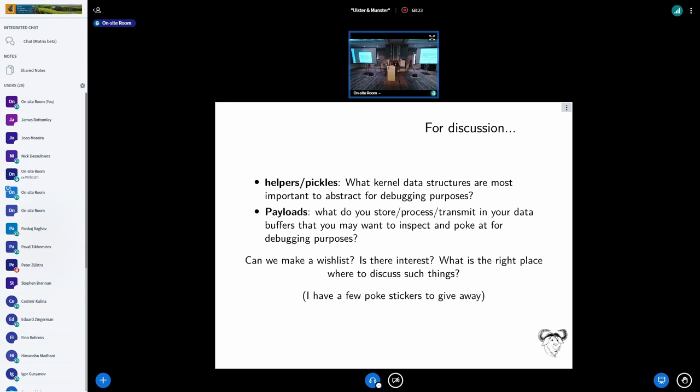Unless we have any other subsystem specific ideas, things that people are looking for that they find are missing with crash, missing with GDB.